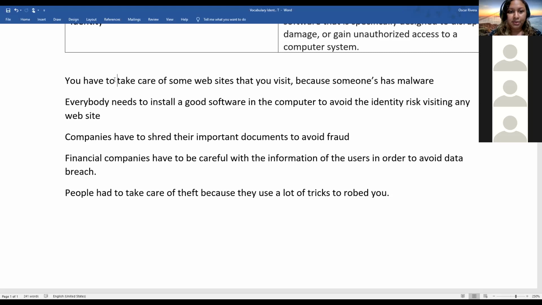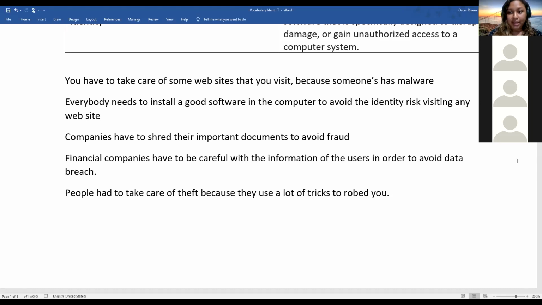Okay, the next one. Everybody needs to install a good software in their computer, to avoid identity risk. Okay, el riesgo de la identidad. What is the meaning of this part?